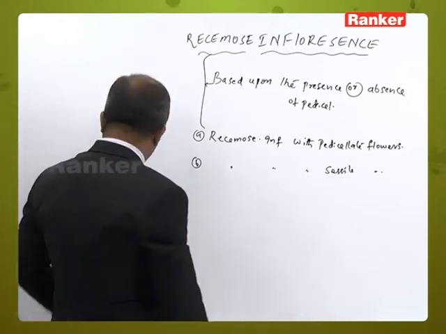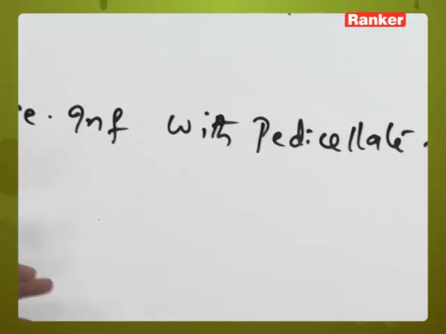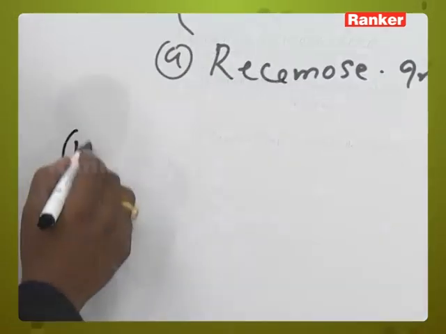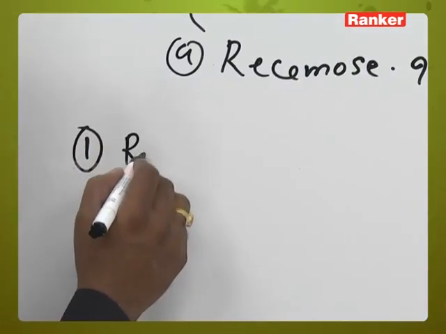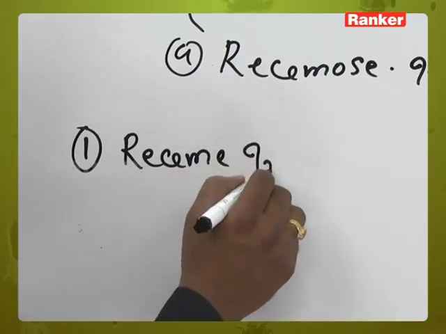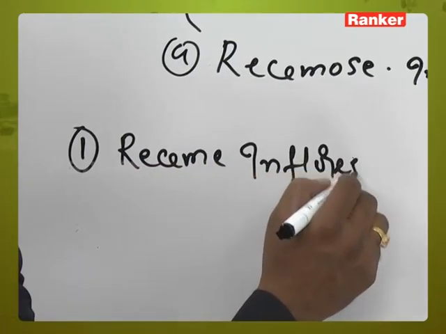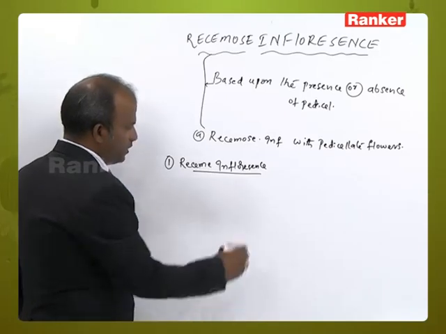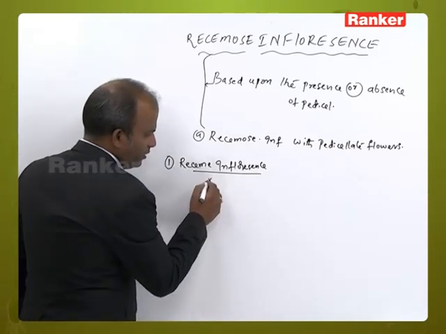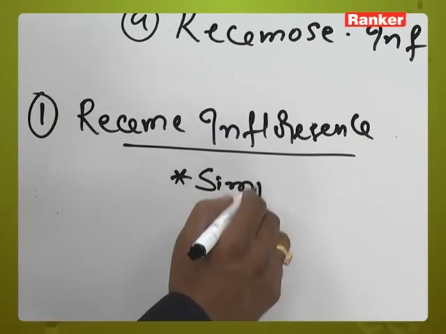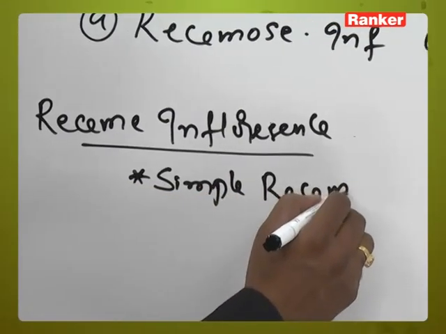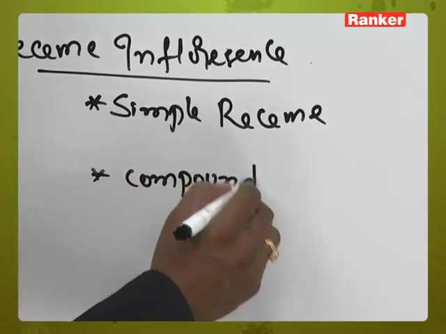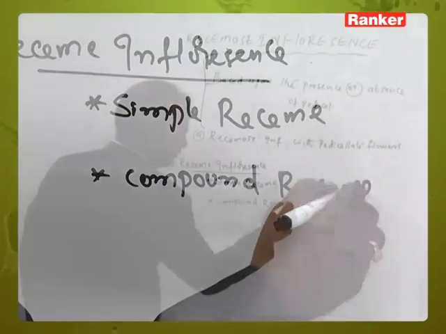First, we have to discuss racemose inflorescence with pedicellate flowers. The first type is raceme inflorescence. This raceme inflorescence is of two types: one is simple raceme, and the second one is compound raceme.